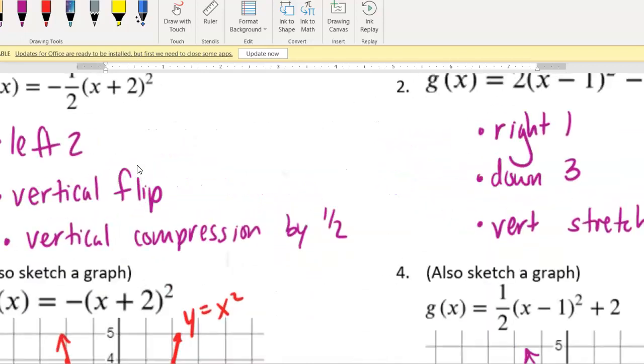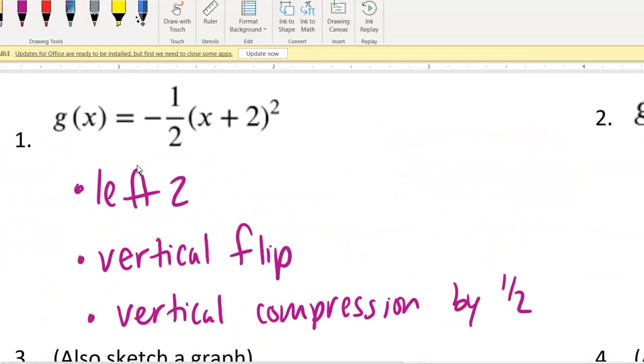All right. Let's start with this first one. So this first one, you can see that we have a negative there, and we have the 1/2, and then in the parentheses, we have x plus 2 quantity squared. So inside of parentheses, that means it's going to move to the left 2, and then the negative means it's a vertical flip, and the 1/2 means it's a compression by 1/2.